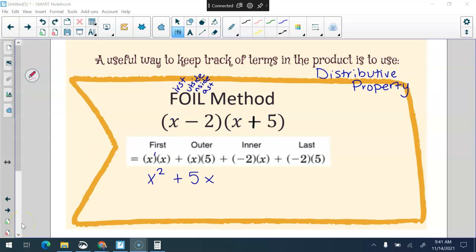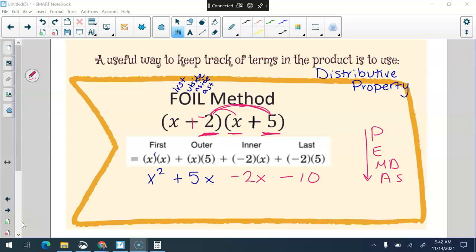Now we're going to distribute the negative 2 to the x as well as the negative 2 to the 5. And so the inside terms are negative 2 times x because they're the inside of this bi times a bi. And negative 2 times x is negative 2x. And then the last terms are negative 2 and 5 because they're the last ones in the binomial. And negative 2 times 5 is negative 10.